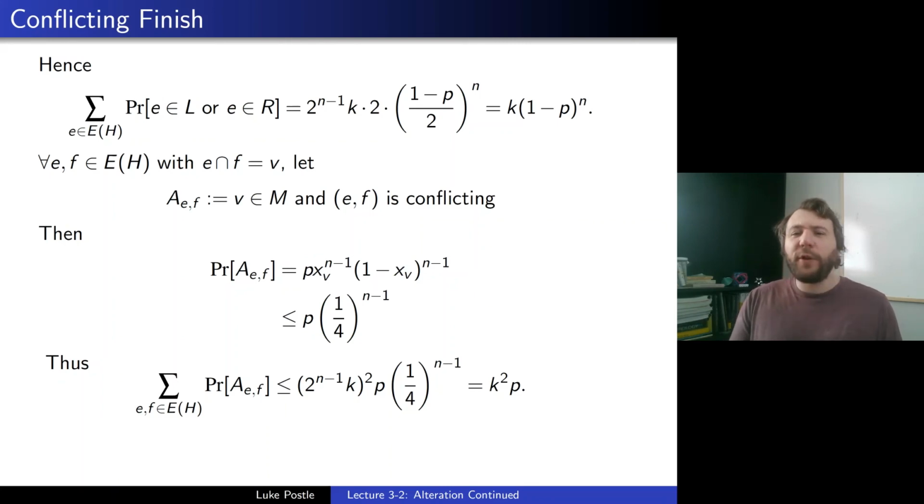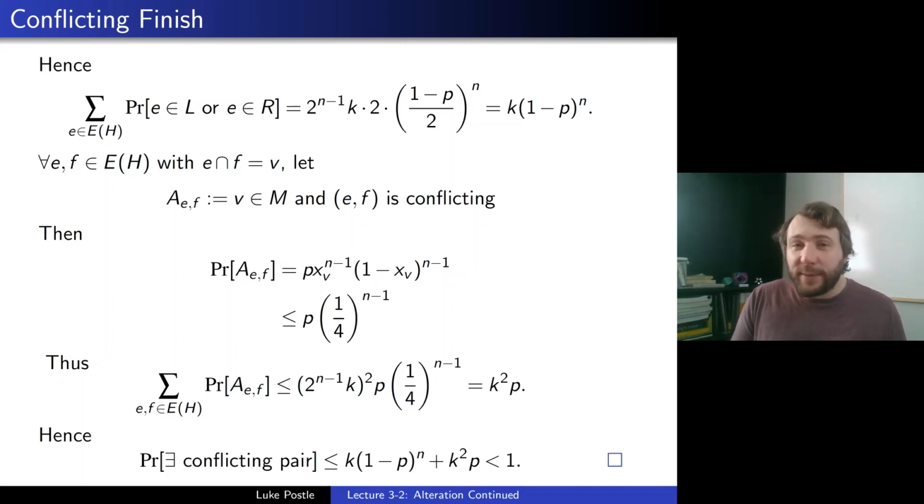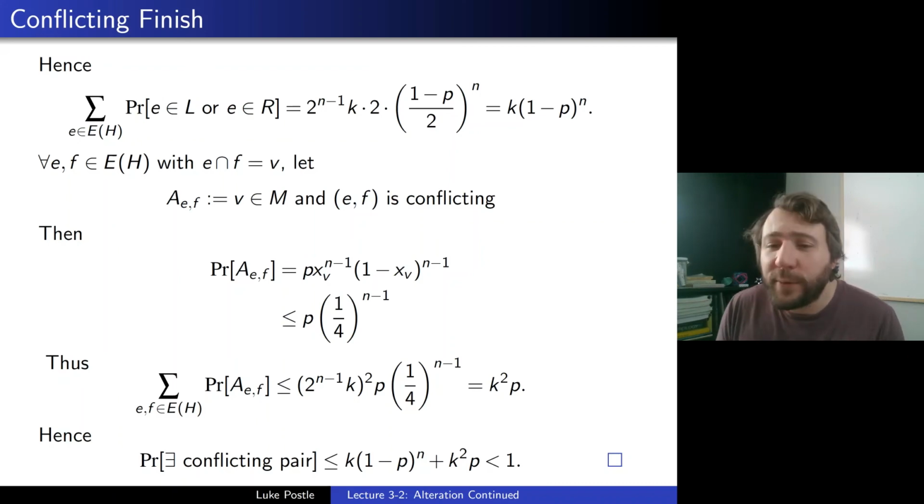So altogether, the probability that there's a conflict where the conflicting pair intersects in the left or right is definitely at most k(1 minus p) to the n. The probability that it happens in the middle is at most k squared p. So together, the probability that there is a conflicting pair is at most k(1 minus p) to the n plus k squared p, which is at most 1 by the assumption. That was the inequality we were working with. That somehow the left-right conflicting, which led to this k(1 minus p) to the n term, and the middle conflicting, which is this k squared p term, would be at most 1, and then we'll be done. So that concludes this proof.